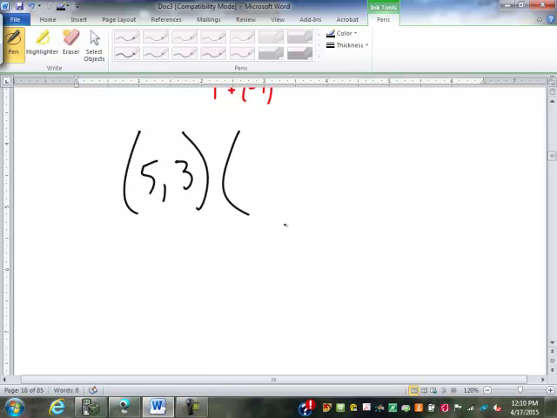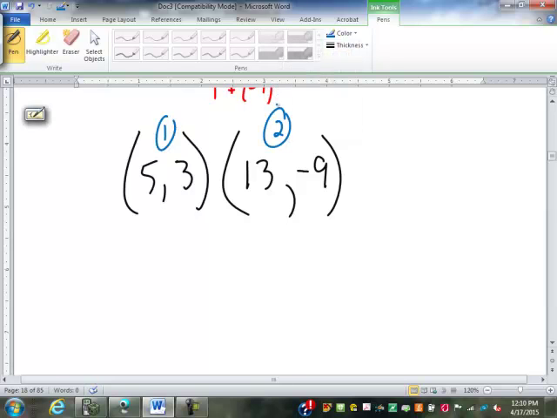So (5, 3) and (13, negative 9). So point 1 and point 2. y2 is going to be negative 9, minus y1 of 3, over x2 of 13 minus x1 of 5.